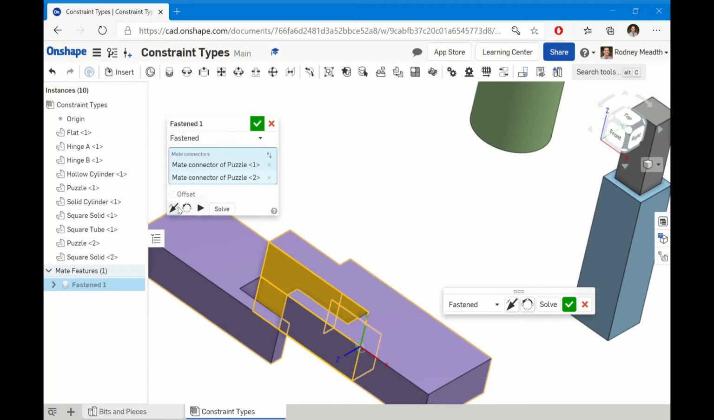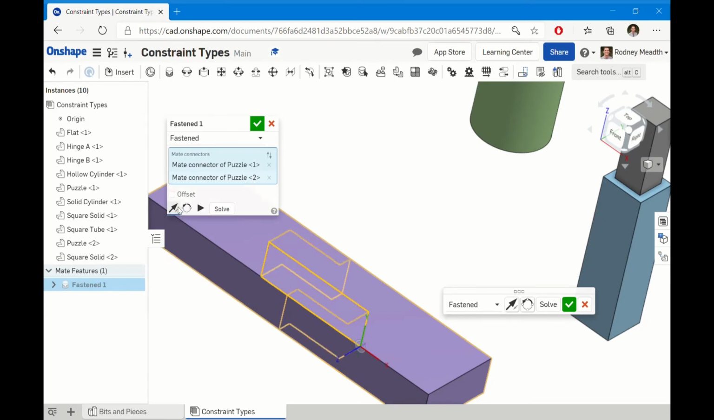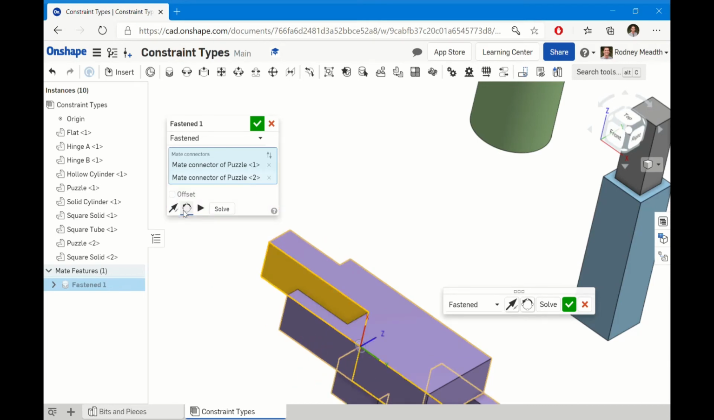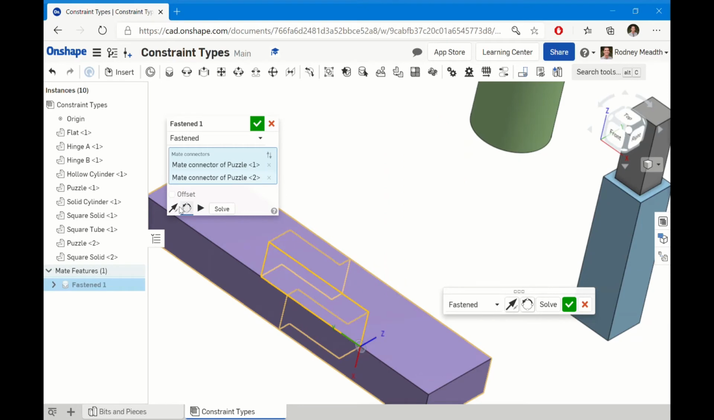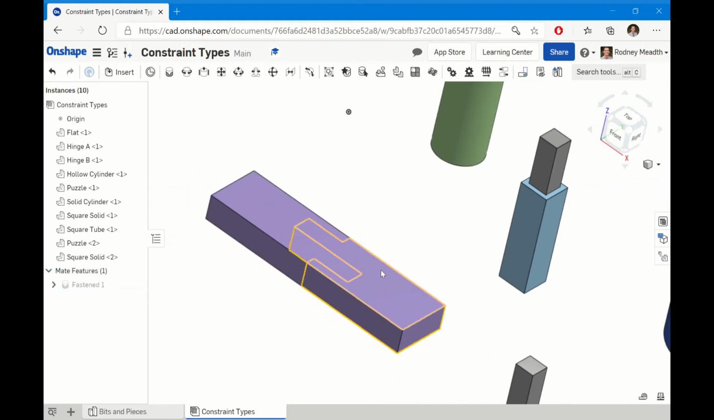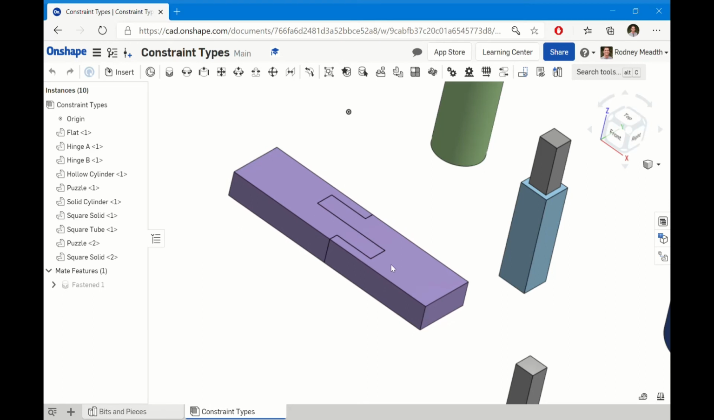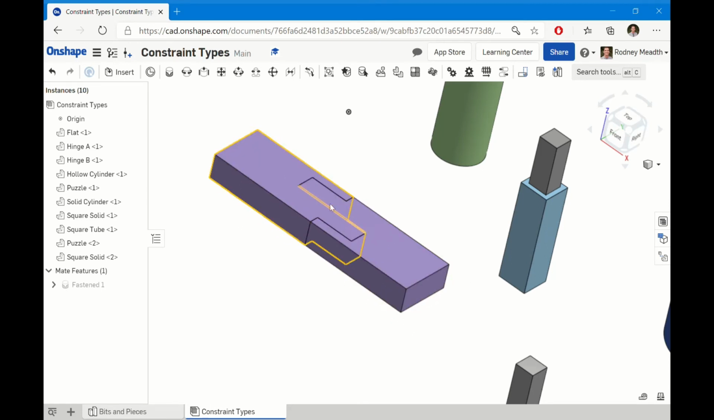When something like this happens, you can fiddle with the primary axis button. See that? If that doesn't work, start fiddling with the secondary axis button. Between the 2 of those, you can usually get it to where you want it, as long as you actually did choose the right locations. I'm going to accept that. And those 2 pieces are now locked together. I can wave them around, but they stay fixed together. It's just as though I had glued or bolted or nailed them together. That is what a fixed or fastened mate is.